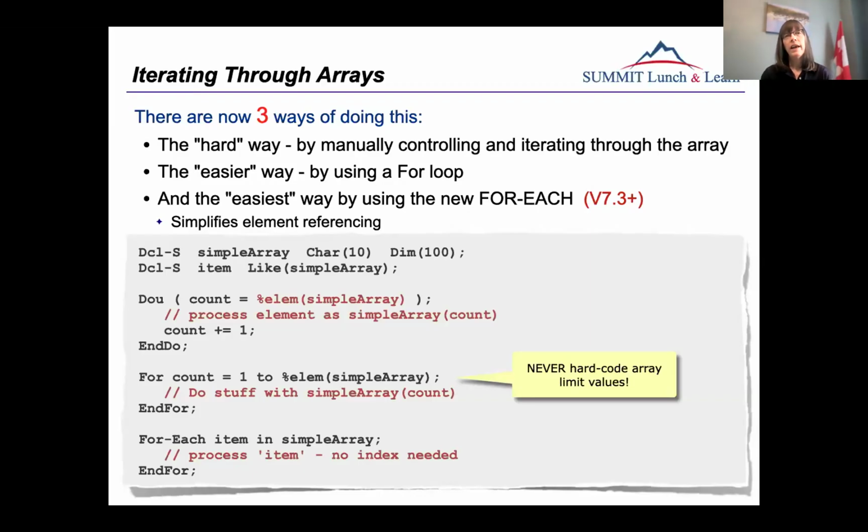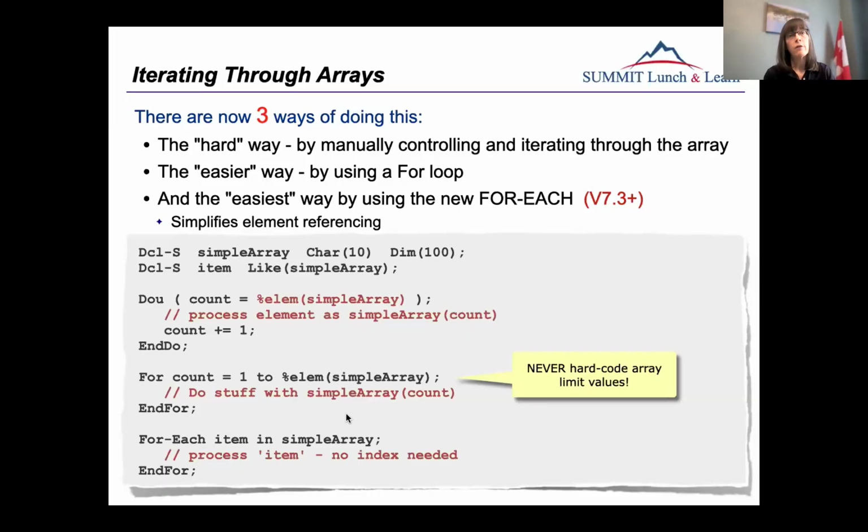So, iterating through arrays. Hopefully all of you know already that you can do one of the first 2 ways. You can do the do until, iterating through by doing the counter yourself and keeping track of all of that and making sure you reset the counter and all of that fun stuff. That's why I call it the hard way. You've got to do more work.